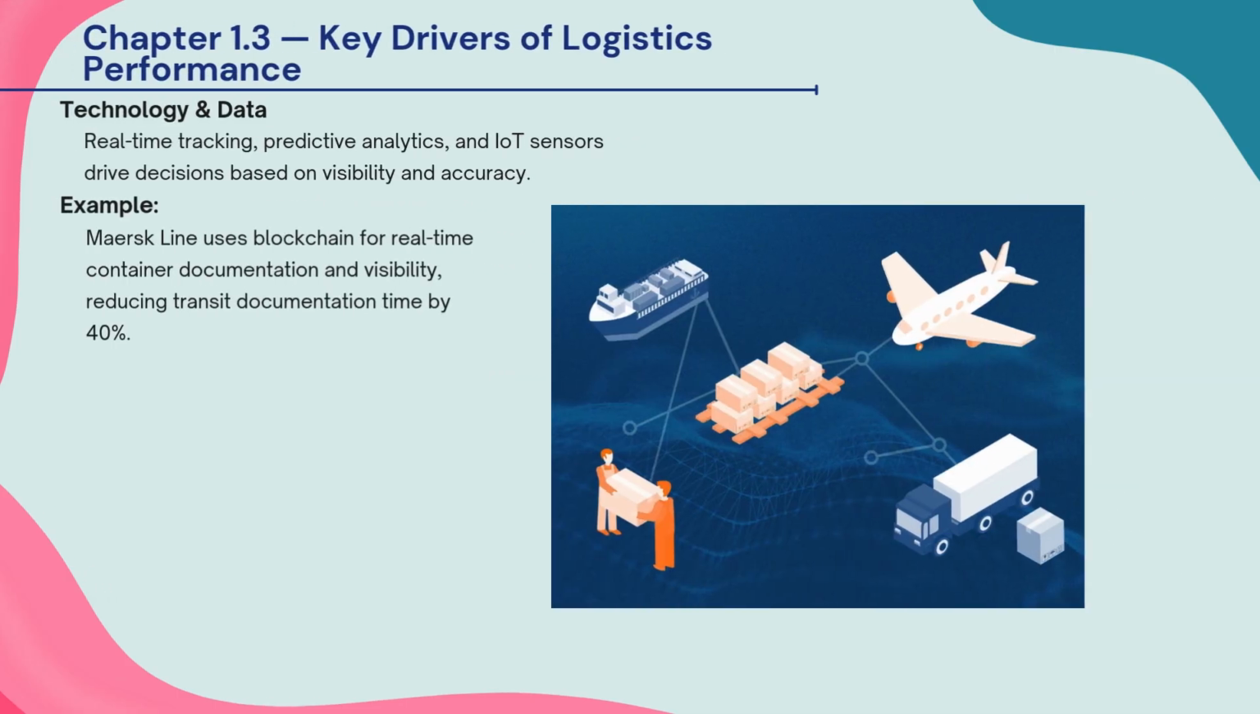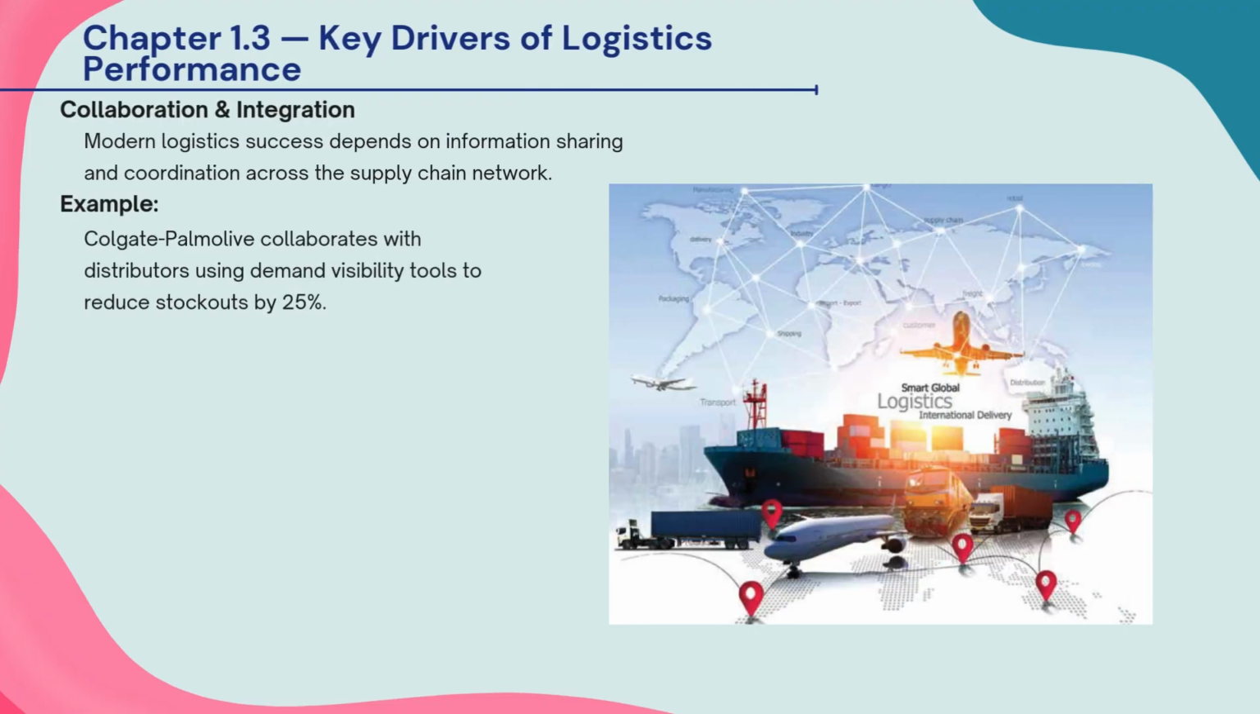Technology and data play a major role in improving logistics performance. Real-time tracking, predictive analytics, and IoT sensors help companies monitor shipments, predict delays, and make faster and more accurate decisions. For example, Maersk uses blockchain for real-time container documentation, which has reduced paperwork time and improved visibility across the supply chain. Logistics performance improves when all supply chain partners share information and work together.